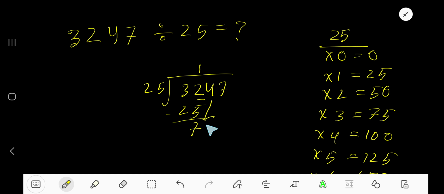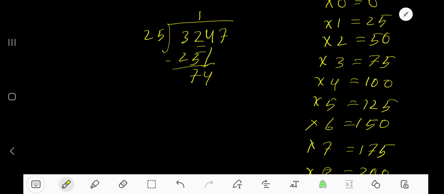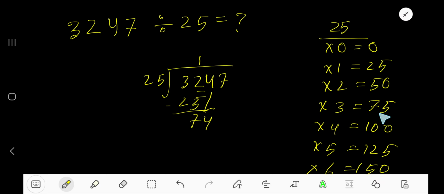Bring down this digit, 4. We have 74. 25 goes into 74 how many times? Look, 3 times is 75, which is greater, so 2 times, right? 2 times 25 is 50. Subtract, you are getting 24.